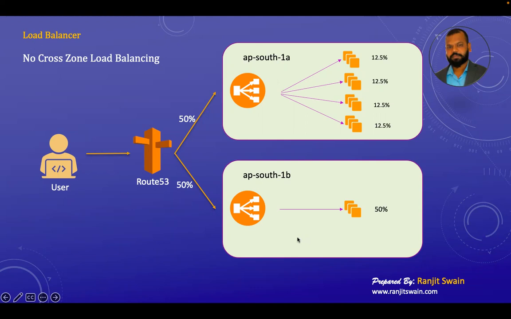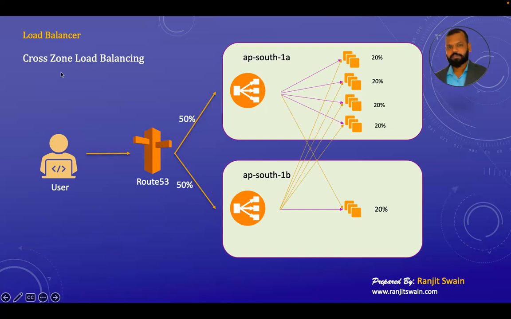But here, all 50% of requests come to this zone and all of that 50% is being handled by only a single server. So obviously there will be more load on this single server if you have not applied cross-zone load balancing. Okay, so if you add cross-zone load balancing, what will happen? The requests that come to this zone will be distributed to the other zone which has less load. Now 50% of requests come to 1A and 50% come to 1B.